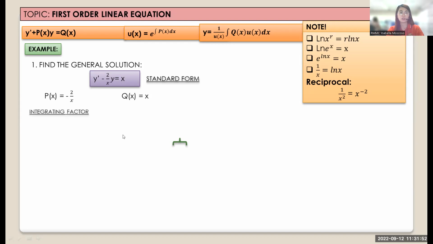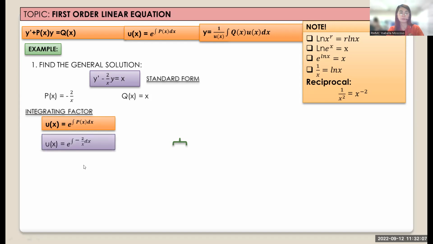So since we already know what is the function of your p of x and your q of x, we are now going to your integrating factor. Again, that is the formula of e raised to the antiderivative of p of x dx. So since we already know that your p of x is equivalent to negative 2 over x, this simply means that that is e raised to the antiderivative of negative 2 over x dx.